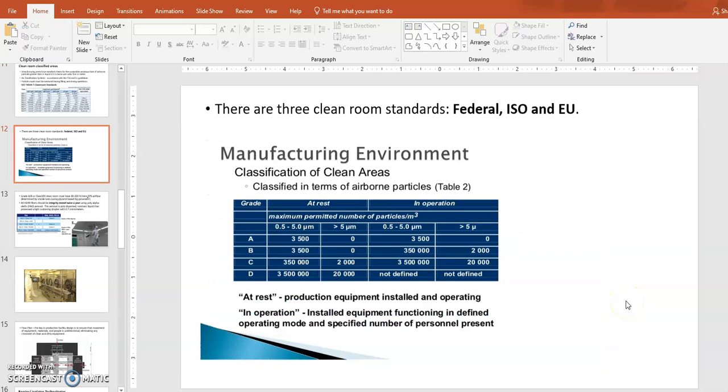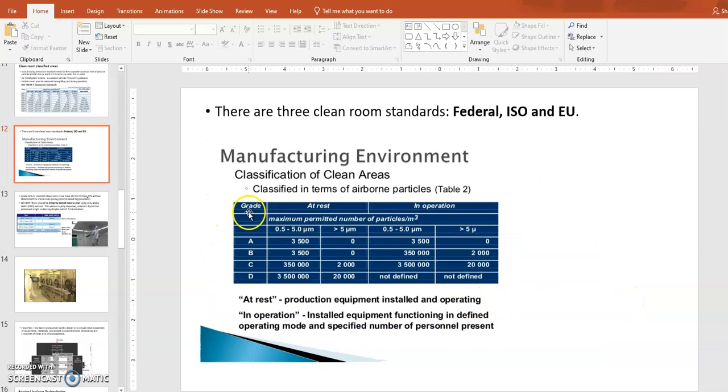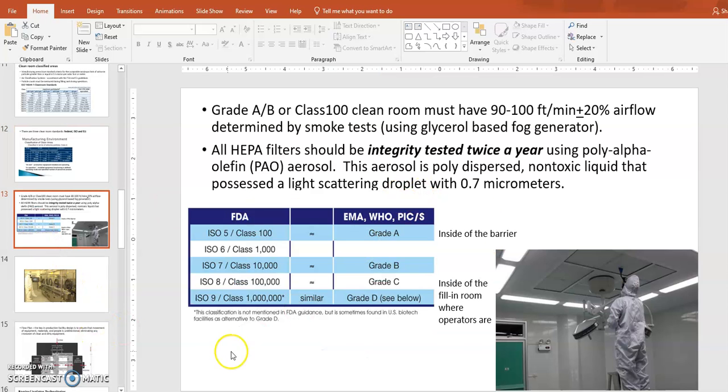Okay, and then again, there's the European system that's used a lot these days. So like I said, three different classification systems: federal, ISO, and EU system. So the EU system is much simpler. There are only 4 different grades, A through D, right? A being the cleanest area, D being the dirtiest. Okay, so at rest and in operation, they have these guidelines for how many particles you can have, right? Then how do you compare all three? If you compare all three systems, it's like this.